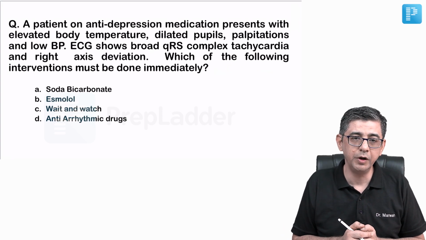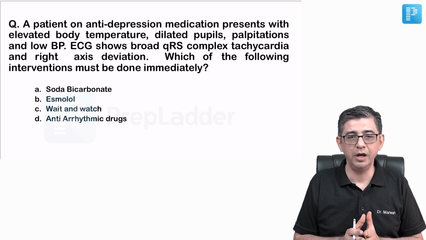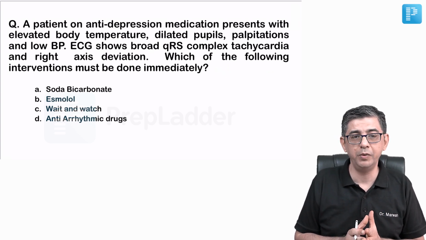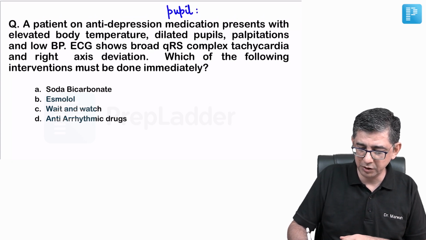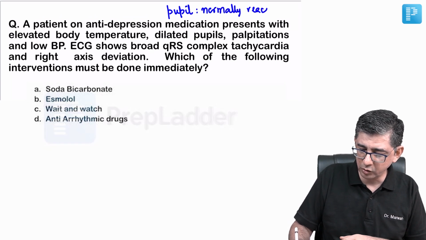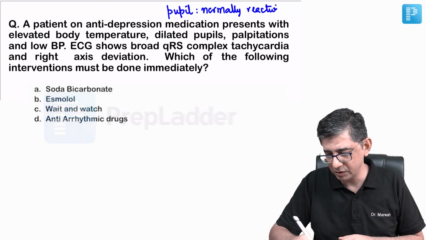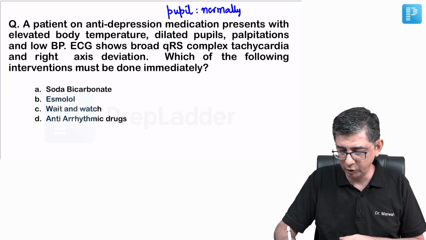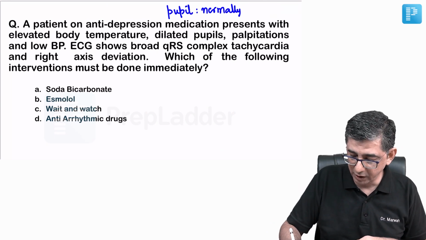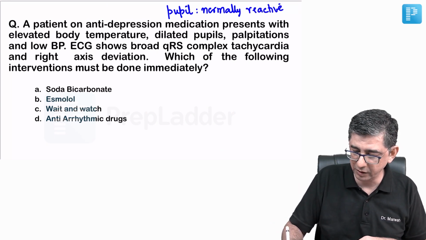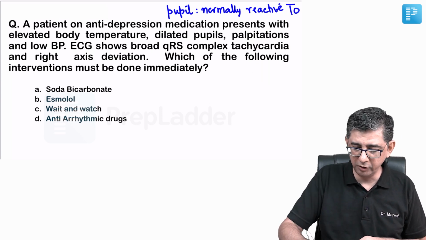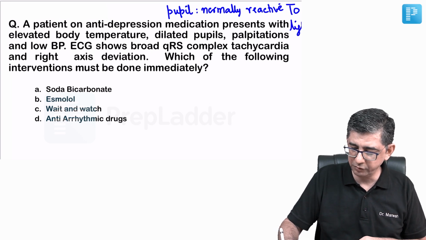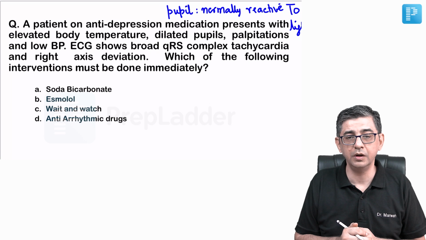The subsequent question said a patient is on antidepressant medication, presents with elevated body temperature, dilated pupils, palpitations, and low BP. I also got feedback that some people said, sir, pupils in this patient were given to be normally reactive to light. But that would not change the course of the answer anyway. So let me just write it in case, because I had a divided house, so I have kept both of the aspects here, though this would not dramatically change the answer to this question. Probably if it was dilated pupils, it goes more in favor of sympathomimetic stimulation occurring in the patient.